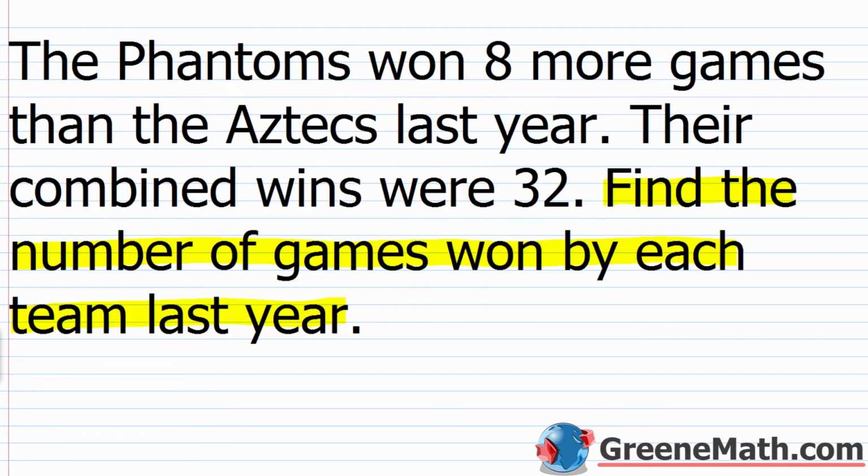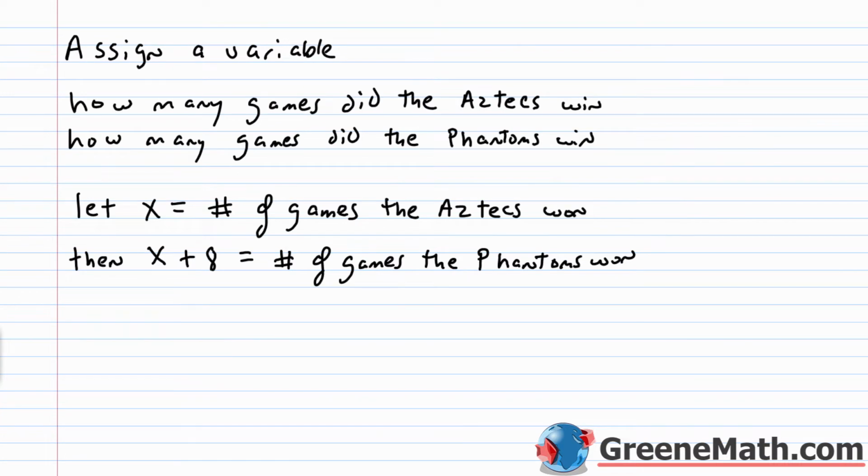So let's go back up there. So the Phantoms won 8 more games than the Aztecs last year. Okay, 8 more. Their combined wins were 32. Find the number of games won by each team last year. So again, if I'm letting x be the number of games that the Aztecs won last year, well then x, that number again, plus 8 will be the number of games that the Phantoms won. So now we have represented both of our unknowns in terms of this one variable x. Okay, so again, we let x equal the number of games the Aztecs won, and so then x plus 8 is the number of games the Phantoms won.